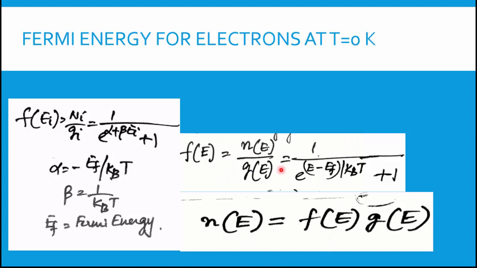Now, from this equation, I can write that the number of electrons as a function of energy is equal to F(E) into G(E). F is the distribution function and G is the number of quantum states. So what I did is just cross multiply this.